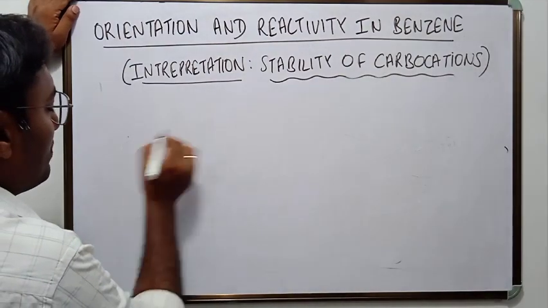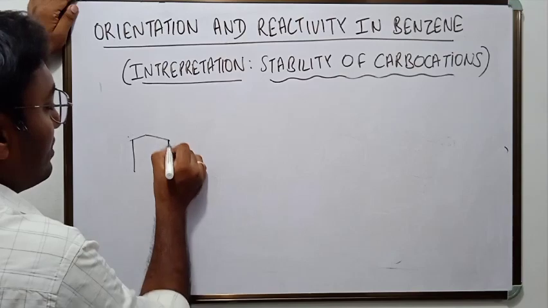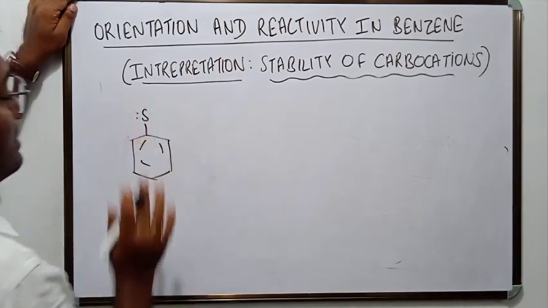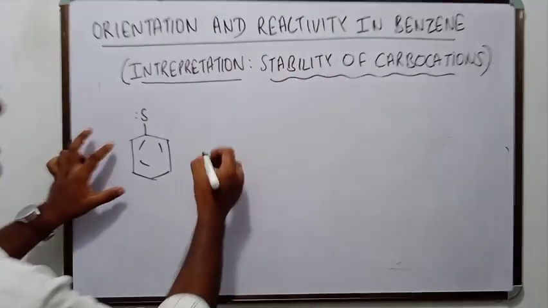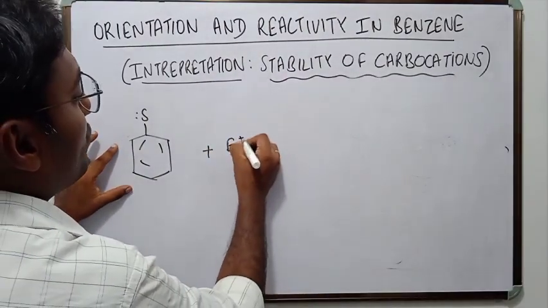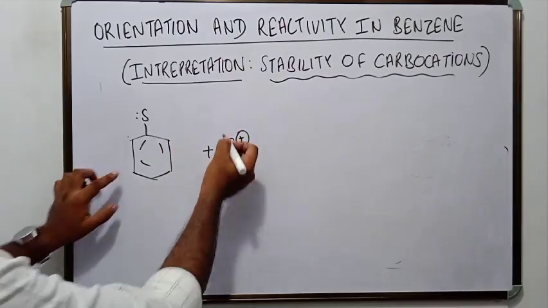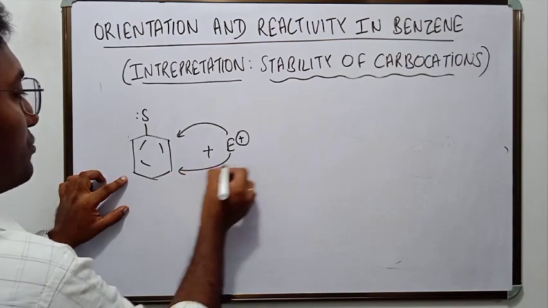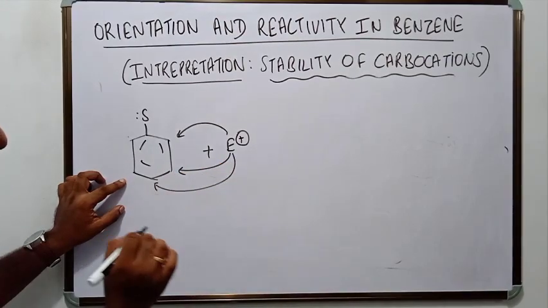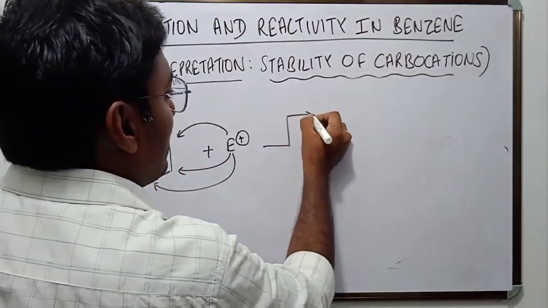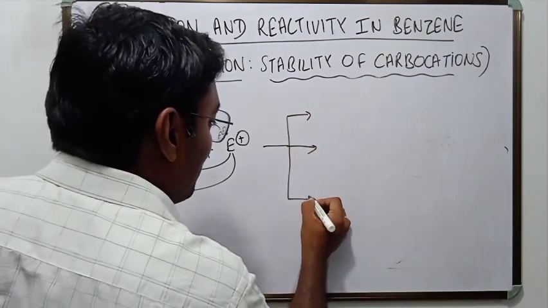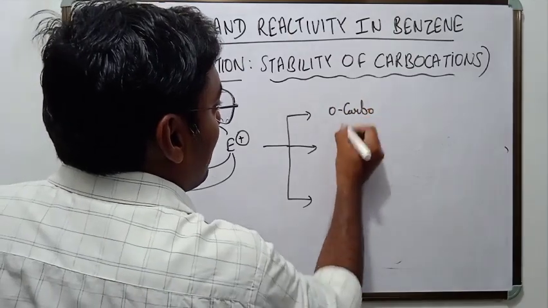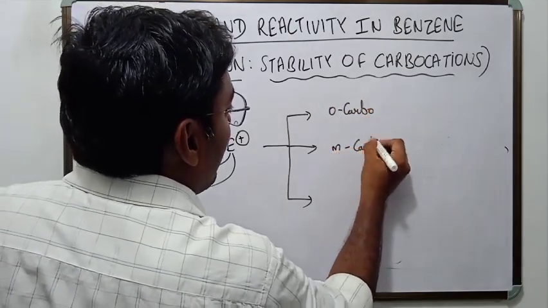In that method, what we will do is we will take the benzene ring and attach an electron donating group first, and we will allow an electrophile to attack it. We will allow it to attack at ortho position, at meta position, and at para position. Fine. So we will get three kinds of carbocations. Am I right? Ortho carbocation, meta carbocation, and para carbocation.